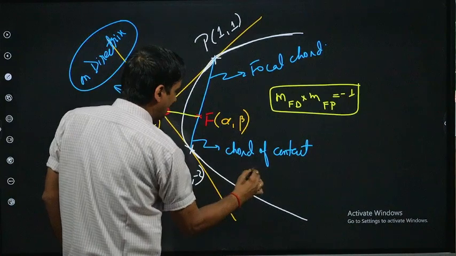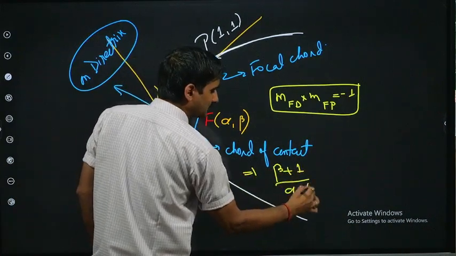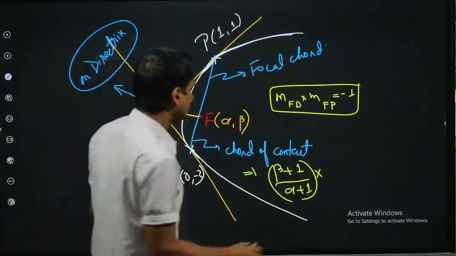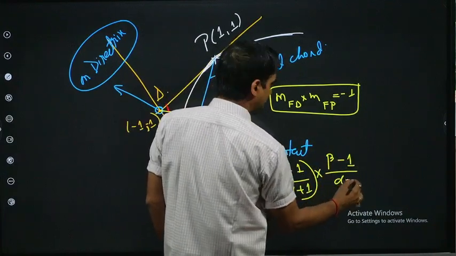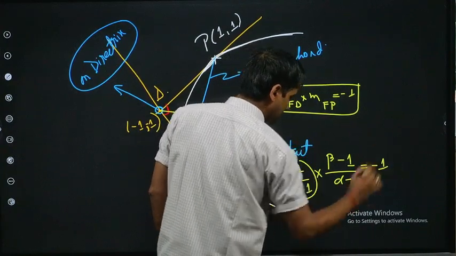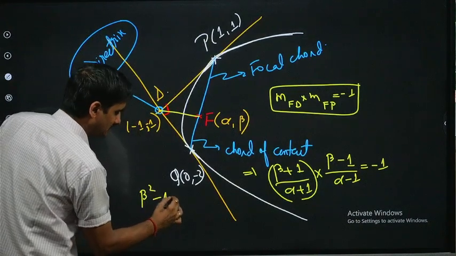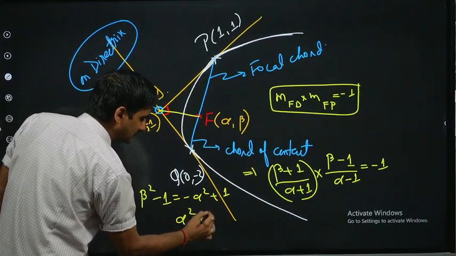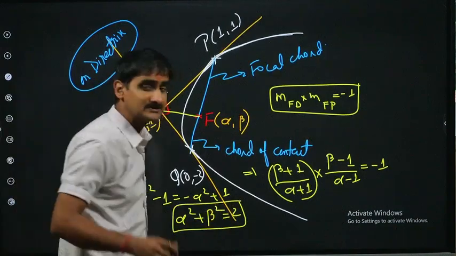This implies (beta + 1)/(alpha + 1) is the slope of FD, into the slope of PF, which is (beta - 1)/alpha - 1, will be -1. So beta² - 1 is equal to -(alpha² - 1)... so here we get alpha² + beta² = 2. That's one relation. Where's the other relation?